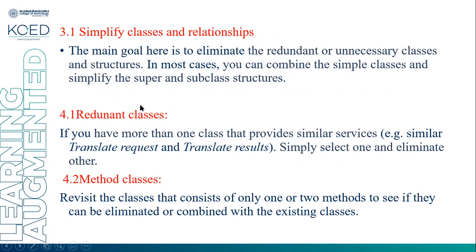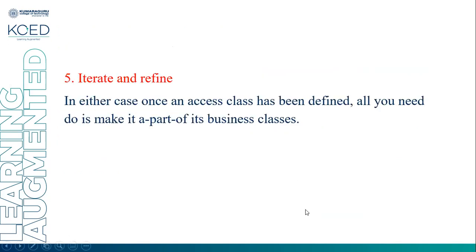Redundant classes. If you have more than one class that provides a similar service, that class is known as a redundant class. For example, similar translate request and translate result services. Method classes. Revisit the classes which consist of only one or two methods to see if they can be eliminated or combined with the existing classes. Iterate and refine. In either case, if an access class has been defined, all you need to do is make it a part of the business class.